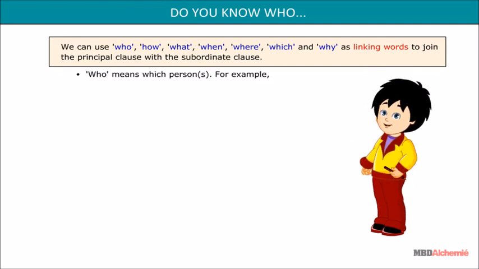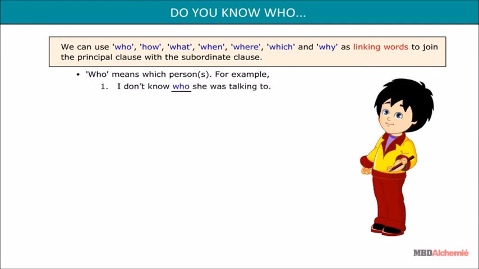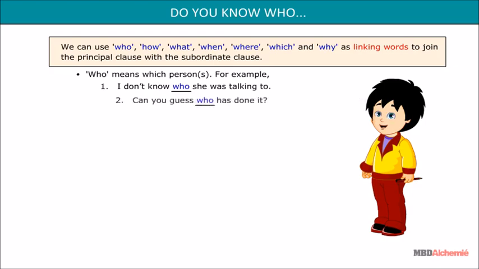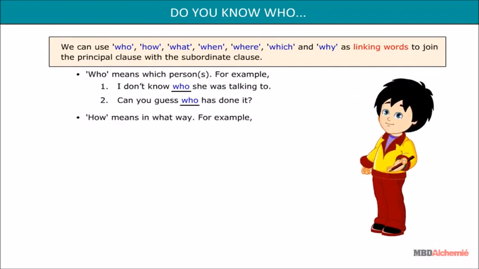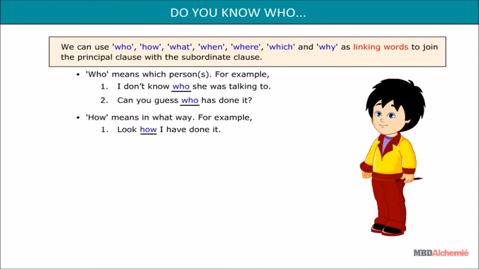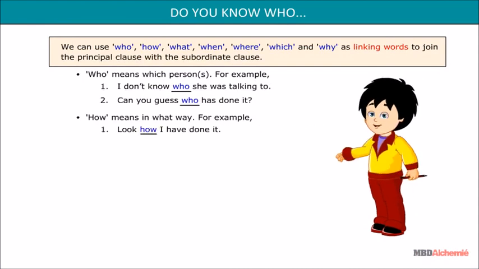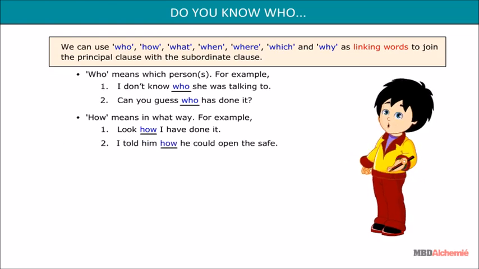For example, 1. I don't know who she was talking to. 2. Can you guess who has done it? How means in what way. For example, 1. Look how I have done it. 2. I told him how he could open the safe.